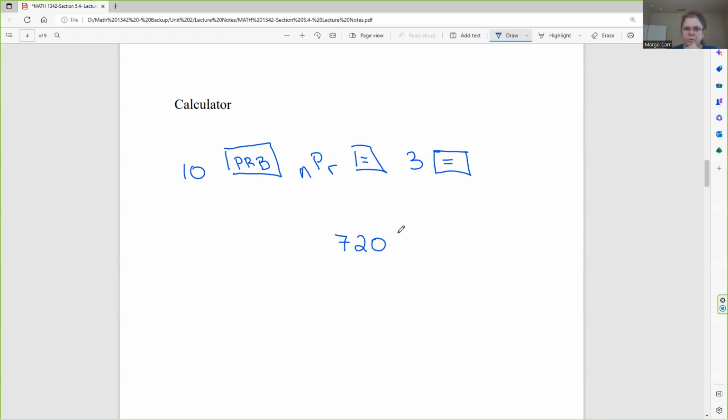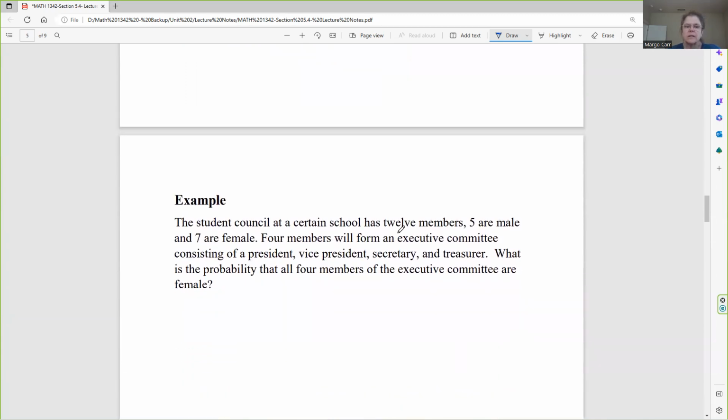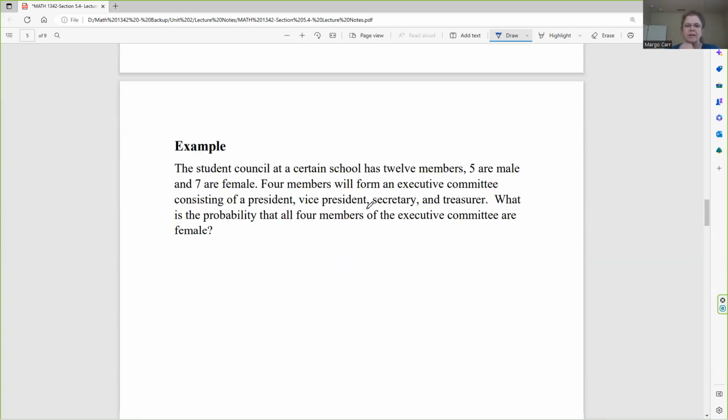Now, the other kind of problems we have with nPr are probability problems. So a certain student council at a certain school has 12 members, 5 are male and 7 are female. 4 members will form an executive committee consisting of a president, vice president, secretary, and treasurer. Notice here how we're listing the positions. So that means order matters. Okay. What is the probability that all 4 members of the executive committee are female?